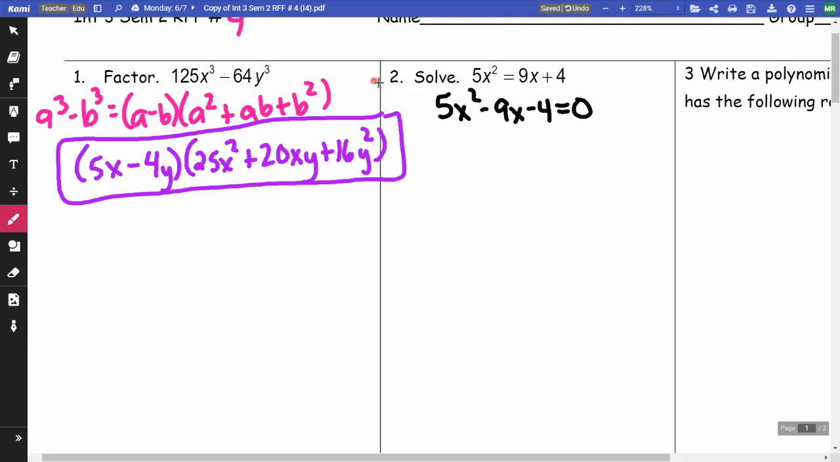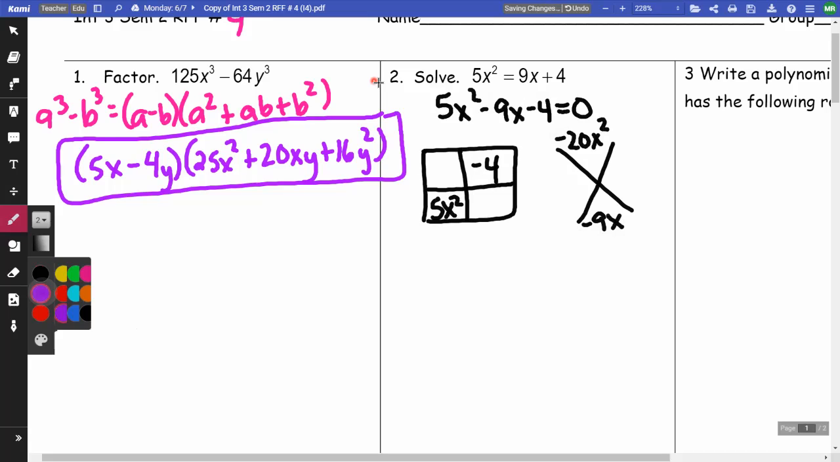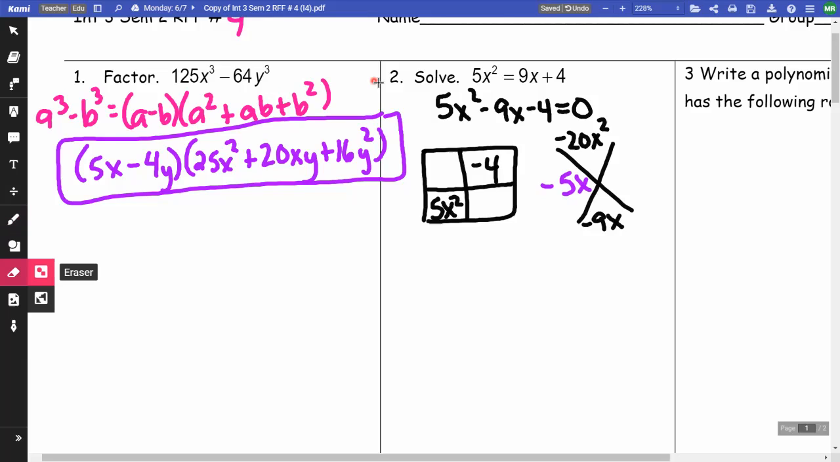So we can do a box to diamond, or we can just do the factors, but let me just do a box to diamond. So this would be a 5x squared. This would be a negative 4. That multiplies to a negative 20x squared, but it has to add to that negative 9x. And then what multiplies to a negative 20x squared and adds to a negative 9x? Wait, hold on. That's going to be, well, negative 5 and a negative 4, but that gives me a positive 20, 2 and 10. So I think this is actually not factorable.